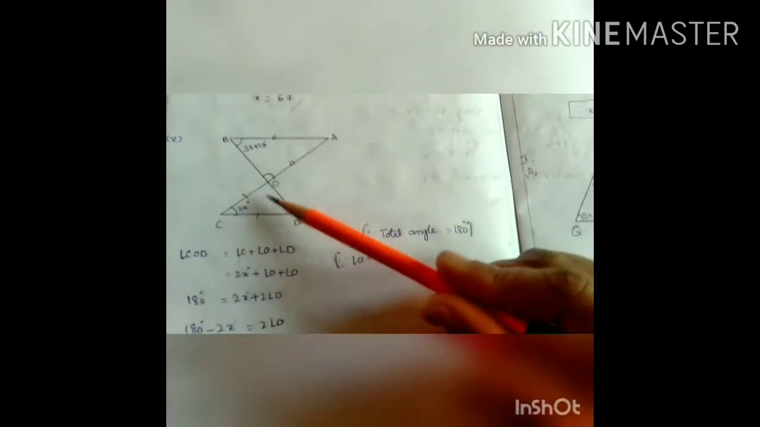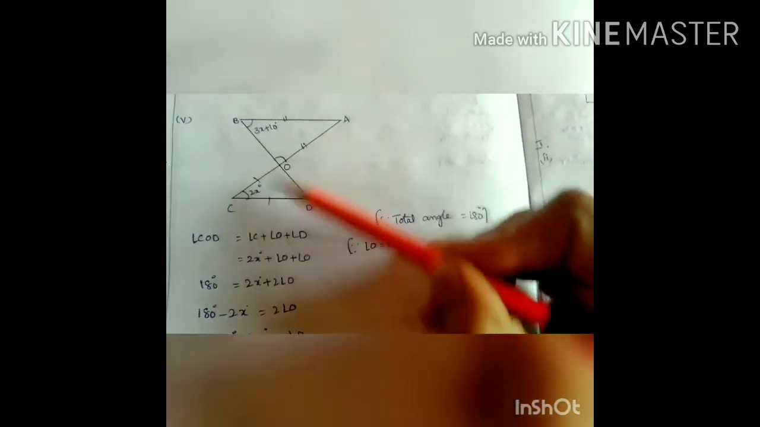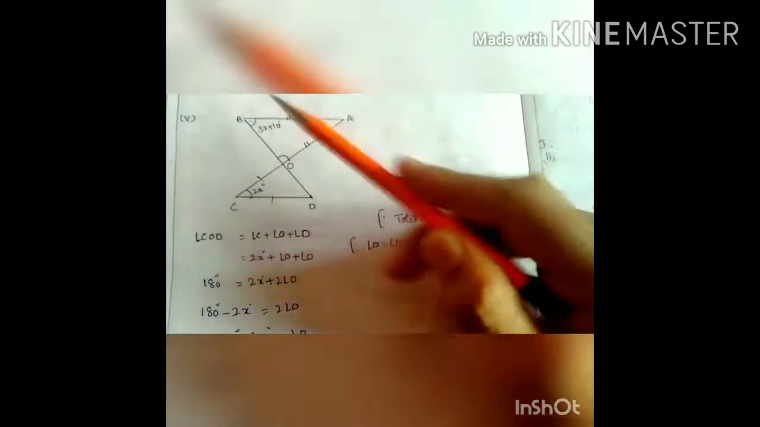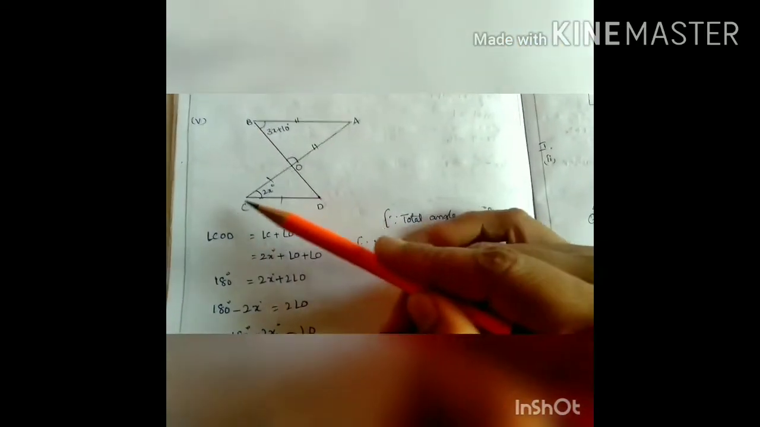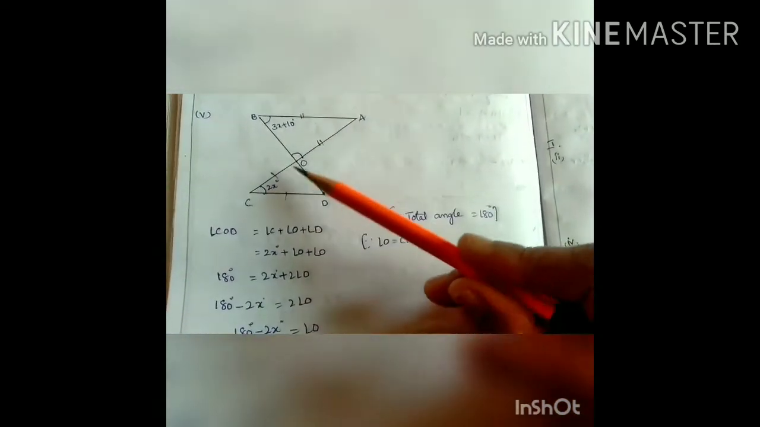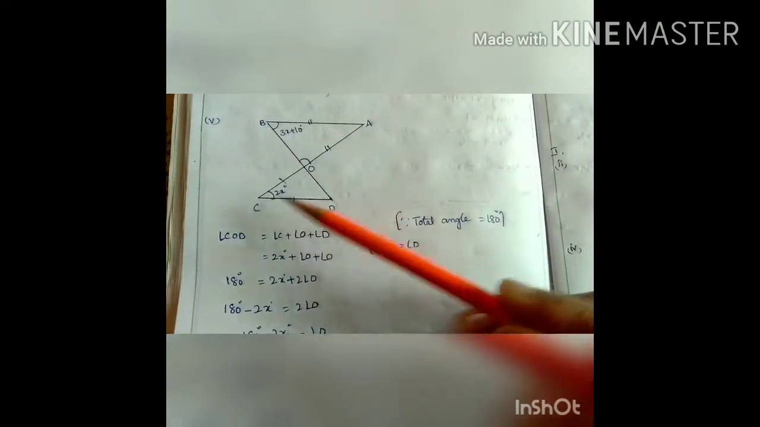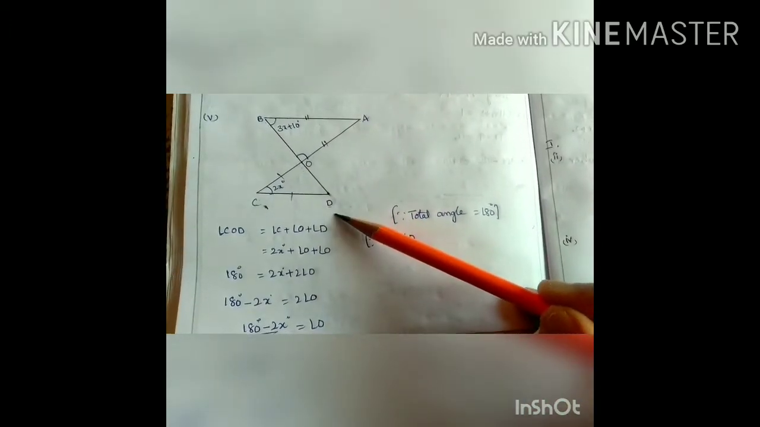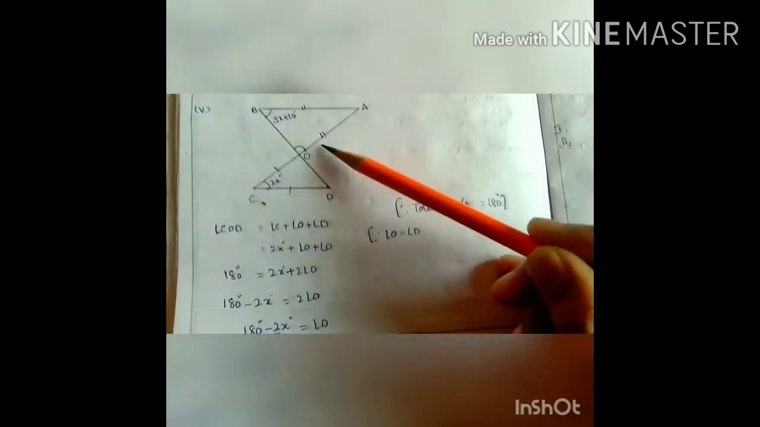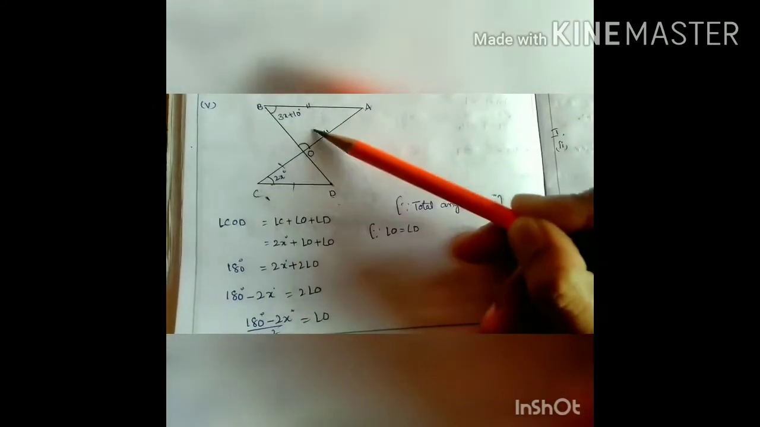Okay children, next is the fifth problem. Here triangles AOB and COD are given. AB and CD are parallel lines, and AC and BD are transversal lines. The total of the angles of a triangle equals 180 degrees. Angle COD: angle C plus angle O plus angle D. Next, angle AOB equals angle A plus angle O plus angle B. These are opposite triangles.